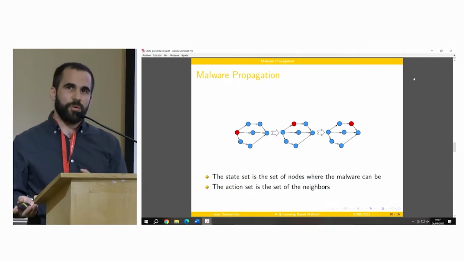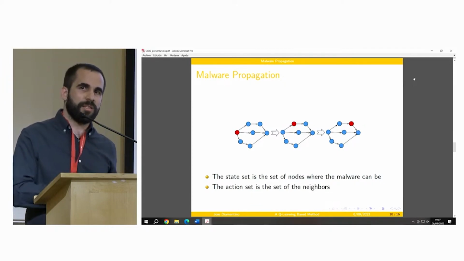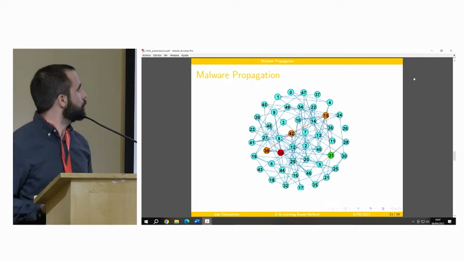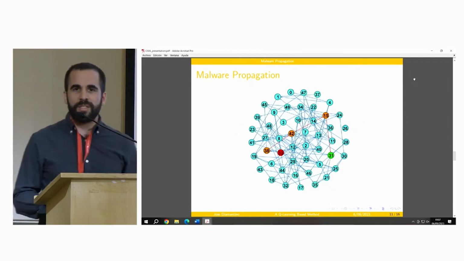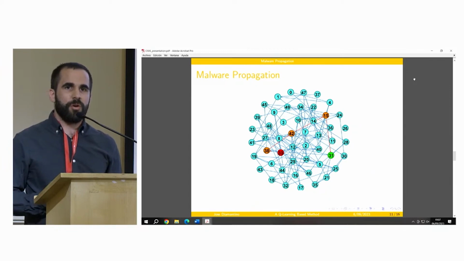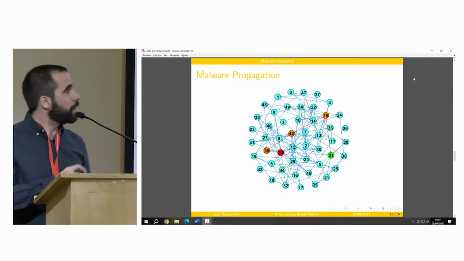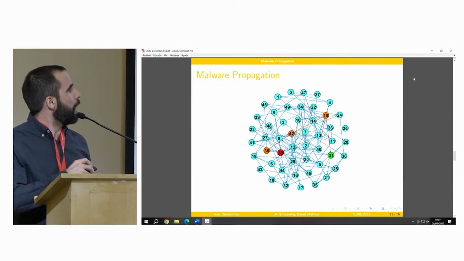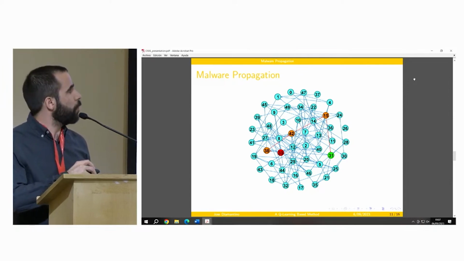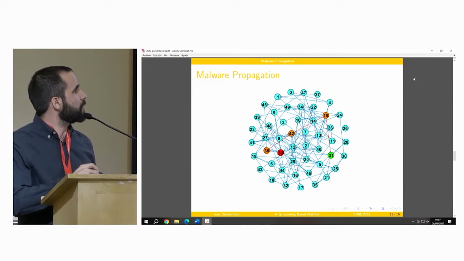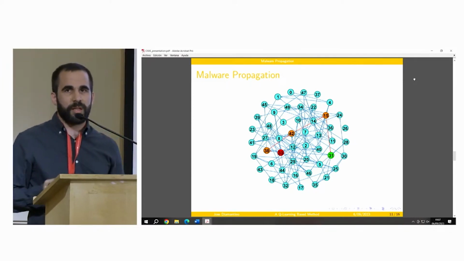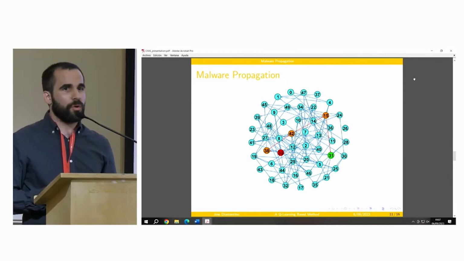Finally, the rewards are good if the malware finds the target node, and the rewards are bad in any other case. Once the malware has learned, it knows the best path to reach the target node. For example, in this case, the malware starts from node 33, and the target node is node 31, and the orange nodes represent the best path to reach the target node. In this case, it's the shortest path because there are no countermeasures.